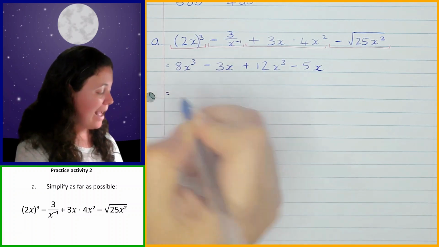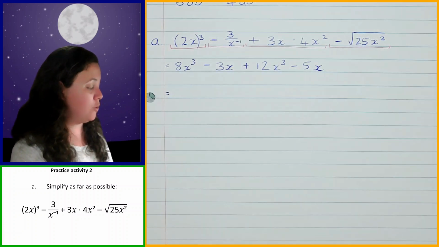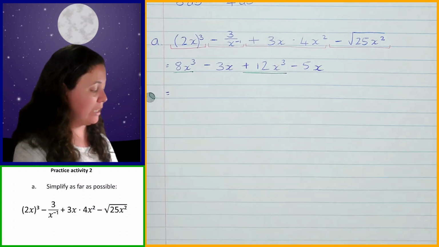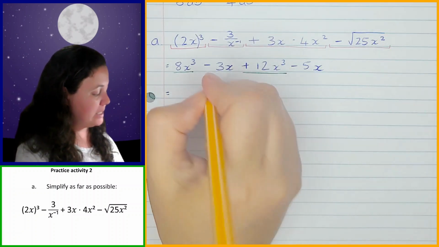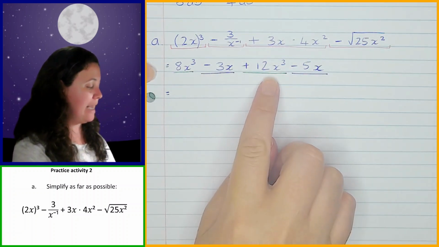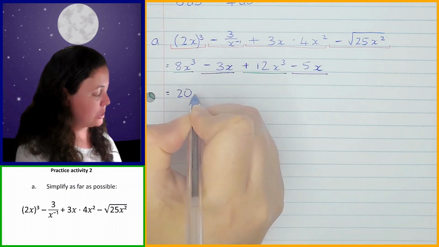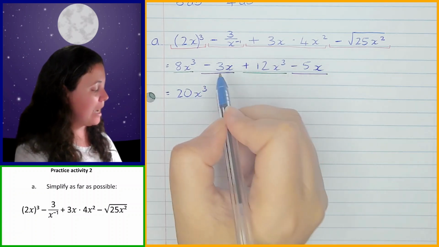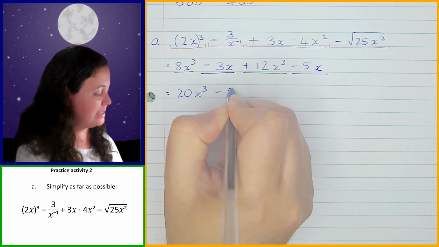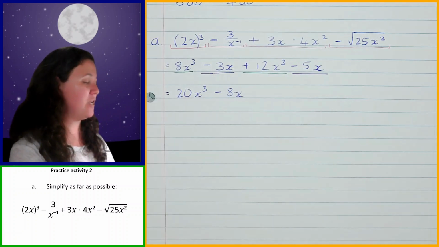Now we're going to go and simplify further by collecting our like terms. So I need to identify what my like terms are. So over here, 8x cubed and plus 12x cubed, those are like terms. And I've got -3x and -5x, which are like terms. Okay, so we're going to go and add these, 8x cubed and 12x cubed. So 8 plus 12 is 20, and the x cubed doesn't change. So it's 20x cubed, and then -3x minus 5x, -3 minus 5 is -8, and then the x doesn't change. So you should have got 20x cubed minus 8x for that example.